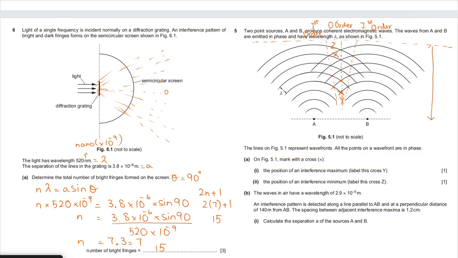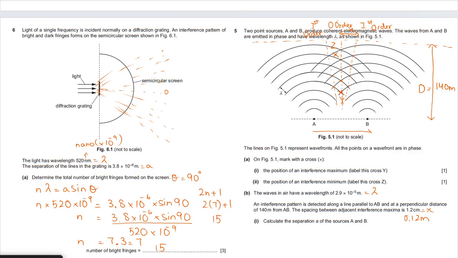And that is actually the distance between the slits and the screen, तो ये 140 मीटर, ये उसने कैपिटल D दिया हुआ है। आपको लेम्डा भी दिया हुआ है। Spacing between adjacent interference maxima, ठीक है, सो ये जहाँ पे दो मैक्सिमा हो रहे हैं इसके दरमियान की स्पेसिंग x दी हुई है, 0.12 मीटर। फिर calculate the separation a of the sources A and B.